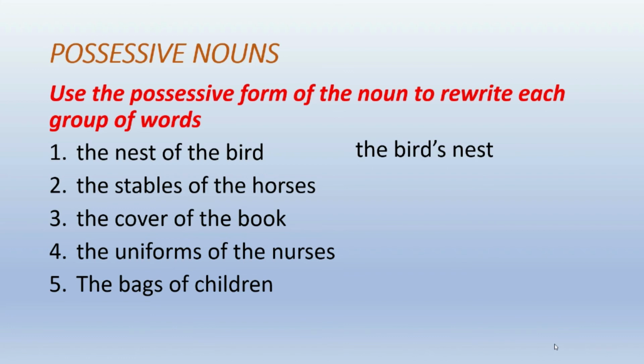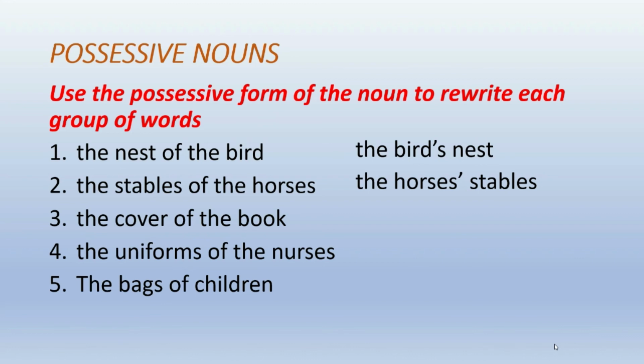Now next one, the stables of the horses. Now the second noun, the horses, is plural. So what did I tell you? If the word is plural, we need to add the apostrophe after S. See, check. The horses' stables. So the apostrophe is placed after S. Yes, if it is singular, the apostrophe is added before S. And if it is plural, the apostrophe is added after S.